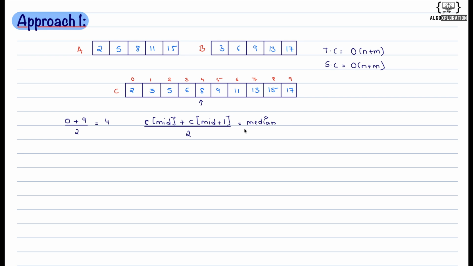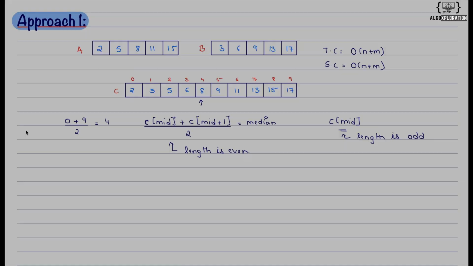Now what if the length is not even? At that time we just need to return c of mid. That's it. So if the length is odd, we don't need to do any kind of calculation, and this is for when the length is even. But in both scenarios we need to find the mid value. Now let's see approach 2.